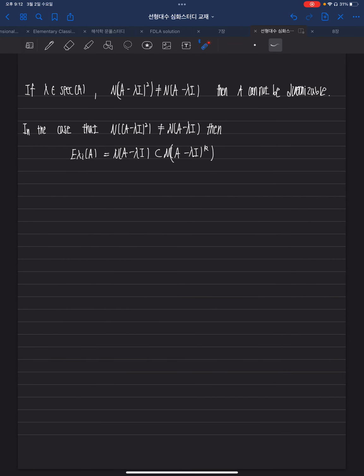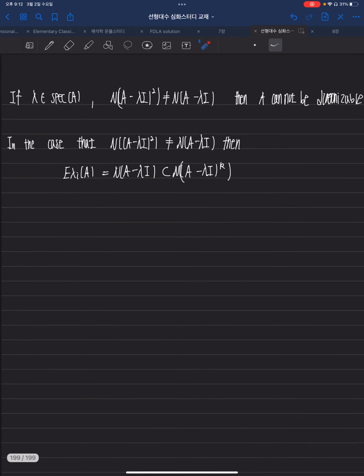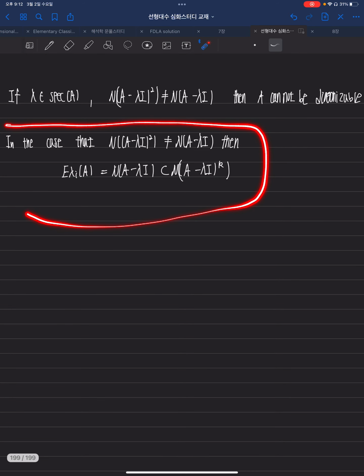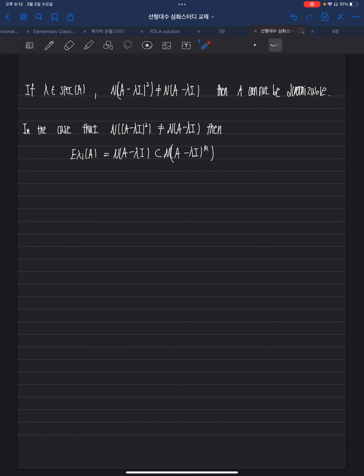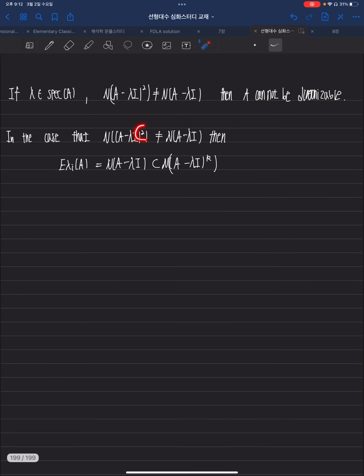In the case that, okay, this is the next content. It's generalized eigenspace. It is next.